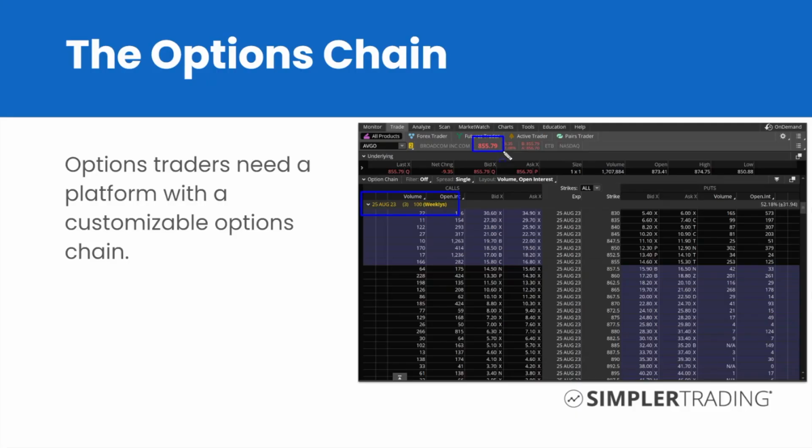You're going to want to look at the current stock price, and then you're also going to want to be able to change the current layout so that you can see theta or delta or whatever it is you want to see in that options chain.